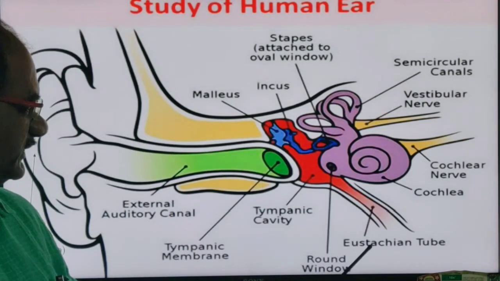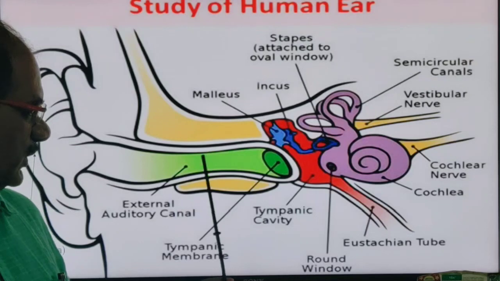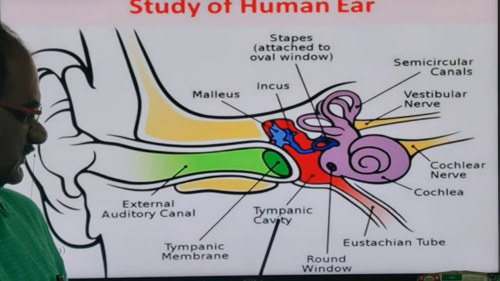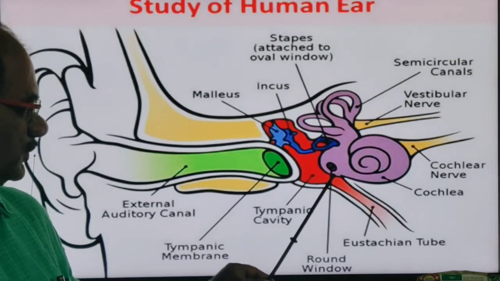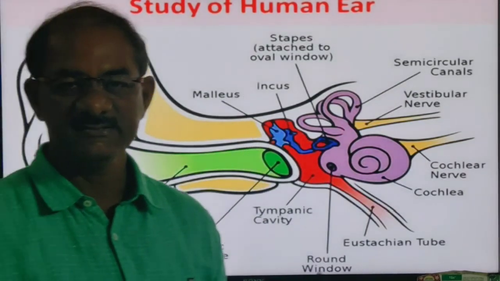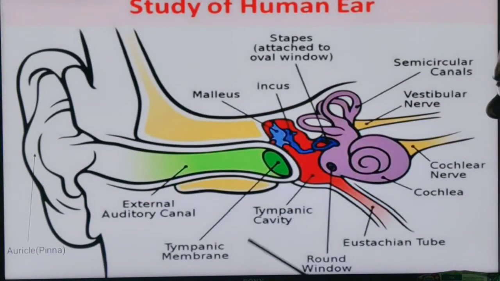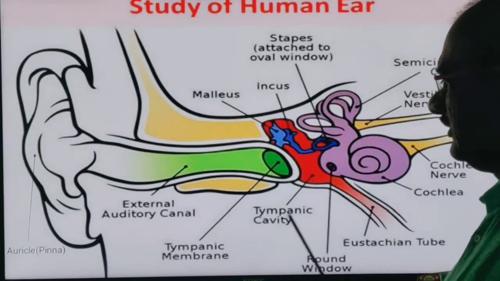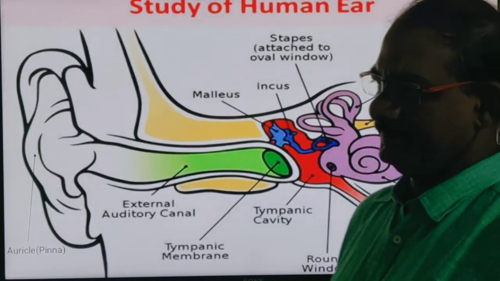Here the eustachian tube is also present. This eustachian tube, the auditory tube, makes a connection with the tympanic cavity. Here the round window is present and the oval window is present; two windows are also present in this diagram. So the detailed study of the human ear is done in this way. First the external ear, then the middle ear, and then the inner ear.